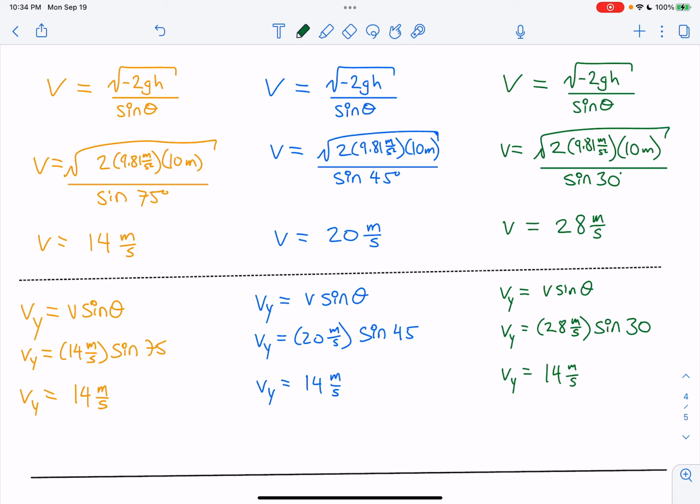Isn't that rather interesting? So in all of these cases, to reach that same height, we all had the same Vy.